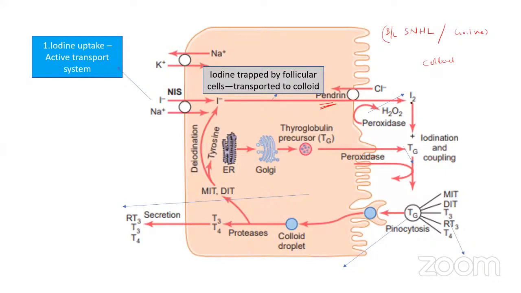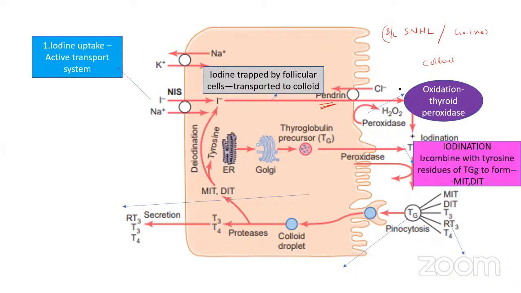This iodide is oxidized by thyroid peroxidase in the colloid, and this iodine is combined with tyrosine. Tyrosine is synthesized by the endoplasmic reticulum, stored in the Golgi body, and released as thyroglobulin. This tyrosine combines with iodine to form monoiodotyrosine and diiodotyrosine. This step is known as organification.